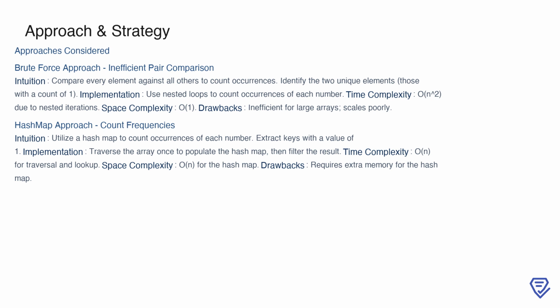significant drawback. Another approach we explored is using a hash map to count frequencies. Here, we traverse the array once, storing each number's count in the hash map. Afterward, we extract the keys with a value of 1 to find the unique numbers. This approach improves time complexity to O(n), but it comes at the cost of requiring O(n) extra space for the hash map. While more efficient than brute force, the memory overhead can become problematic for very large arrays. Both of these methods have their own trade-offs, but neither is ideal for this problem.